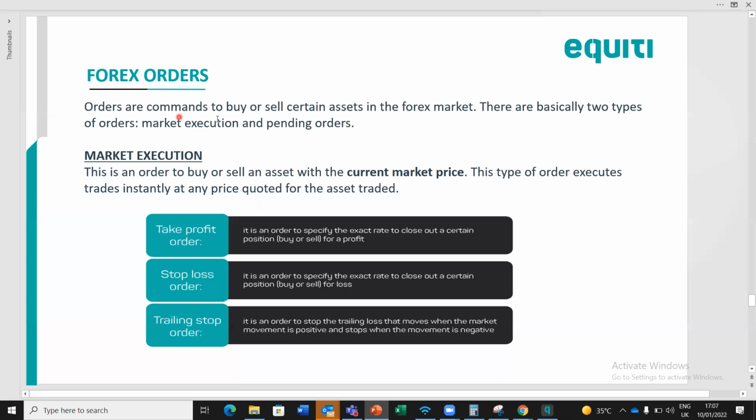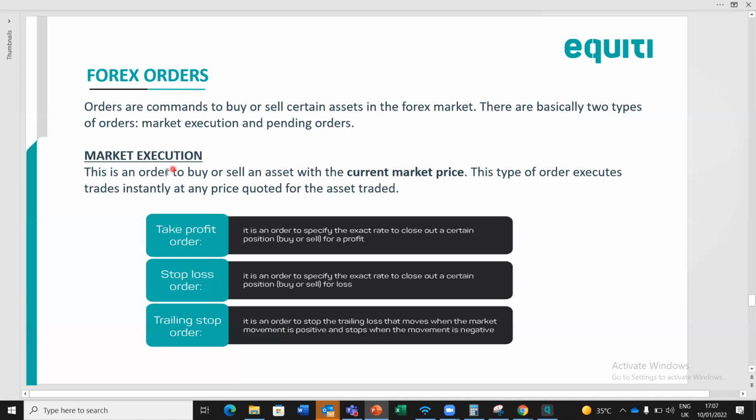Their orders are commands to buy or sell certain assets in the forex market. There are basically two types of orders, which are the market execution and the pending orders. I'm going to explain these to us. So I need you to just sit tight and pay more attention, so you will understand this concept. Okay? There are two types of orders, the market execution and the pending orders.